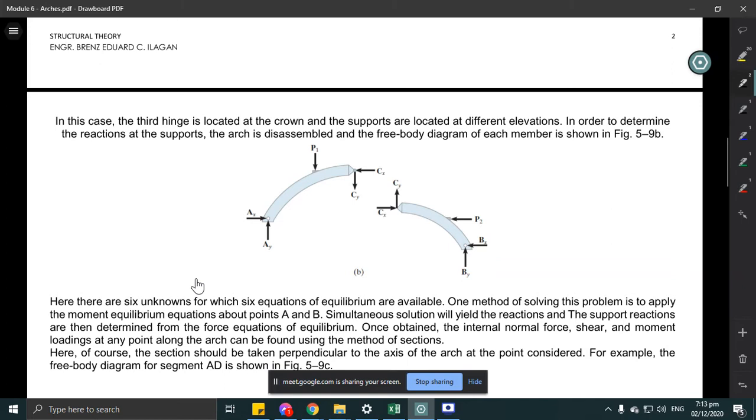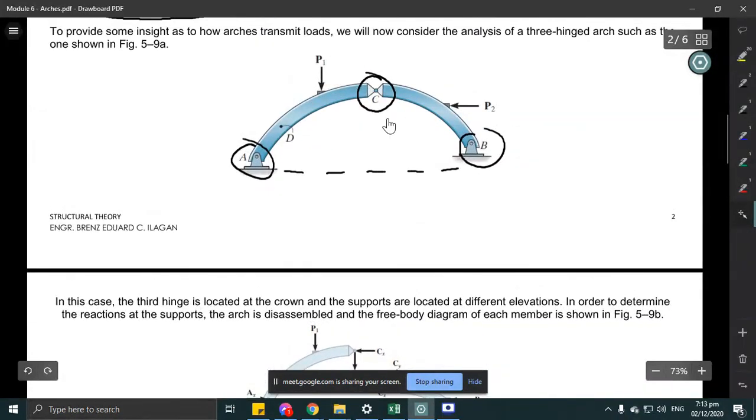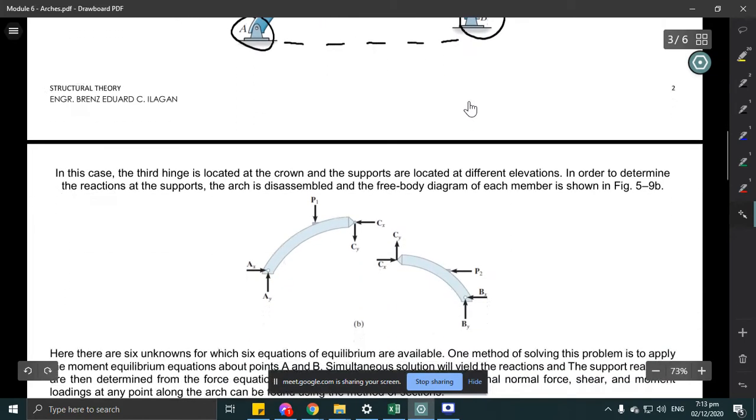Okay, so ang approach kasi dito guys is kung maaalala nyo yung topic natin sa statics of rigid bodies, yung pin-connected frames. So parang ganun lang din. Ito nga daw yung crown, itong top na to. This is the crown of the arch. Okay? So ang mangyayari lang, i-disassemble mo lang siya sa dalawang member. So ganito nga yung mangyayari.